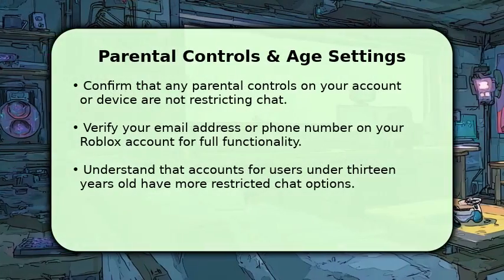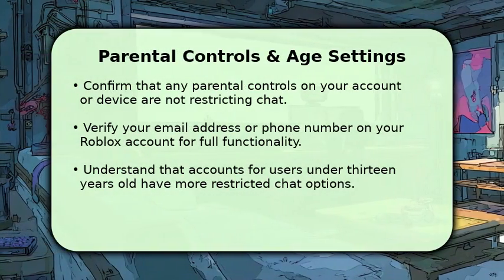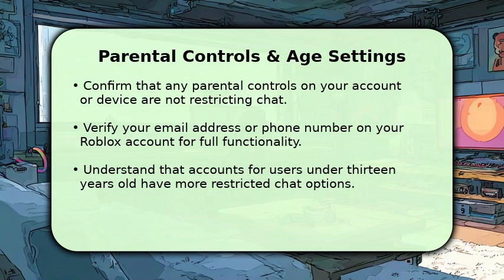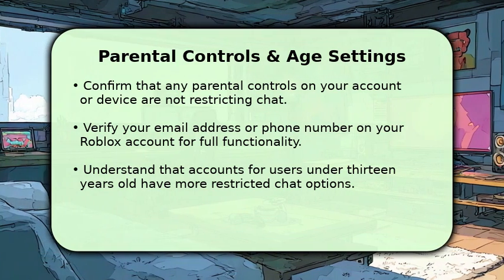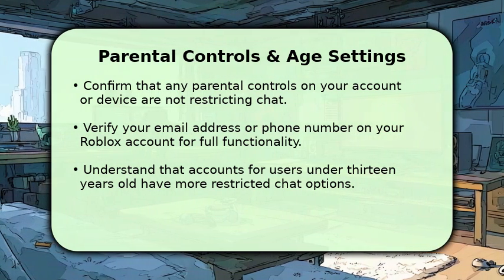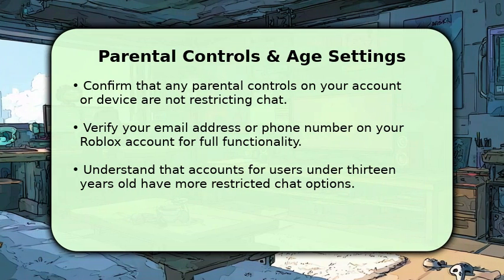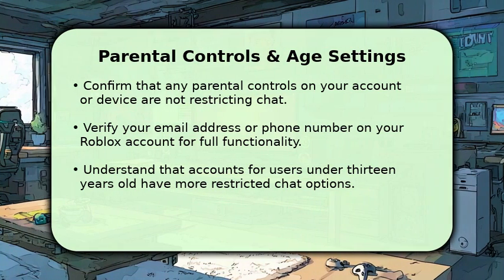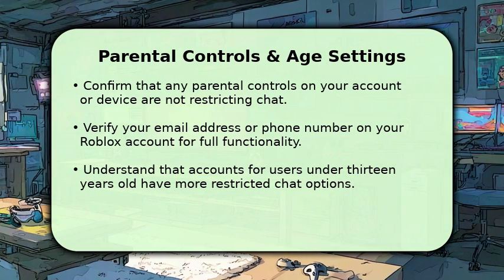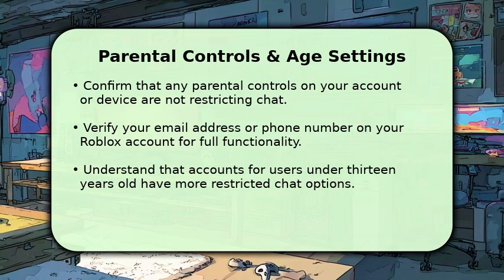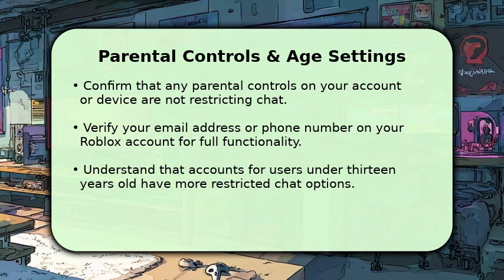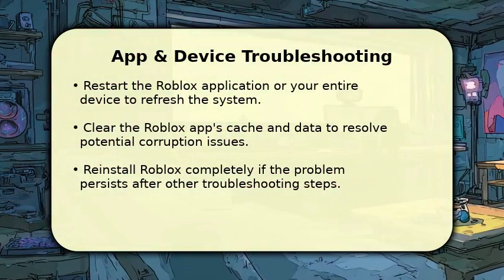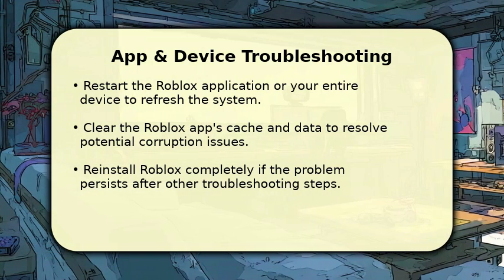Moving on, parental controls can significantly impact chat availability. Double-check if any such controls, either on your Roblox account or your device, are blocking communication features. Also, ensure your Roblox account has a verified email address or phone number. This often unlocks full account capabilities. Remember, accounts for users under 13 years old automatically have more limited chat options, often restricted to pre-approved phrases for safety.